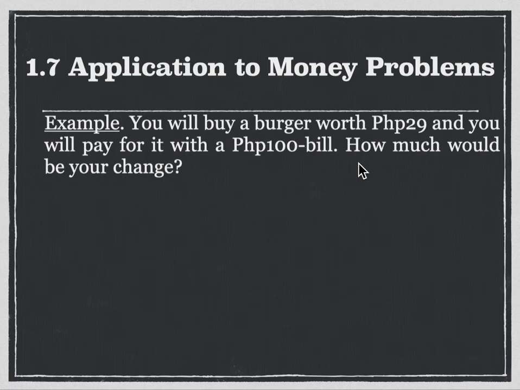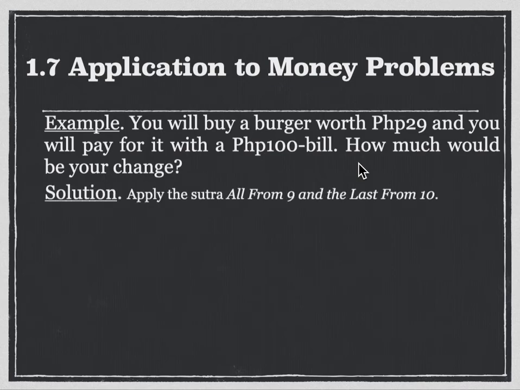Now, I will challenge you and tell you that making use of the sutra, all from 9 and the last from 10, will make things easier for your problems when it comes to money. So how do we do that? 100 minus 29 will be the way. And what will be our answer? All from 9 and the last from 10, but we'll add 2 to make it 9. That's 7, 9, 29. Last from 10, that's 1. So the answer is 71 pesos. So that's it. 100 minus 29, all from 9 and the last from 10. The number of digits is the same as the number of digits in the subtrahend. So apply the sutra. So that's 71.